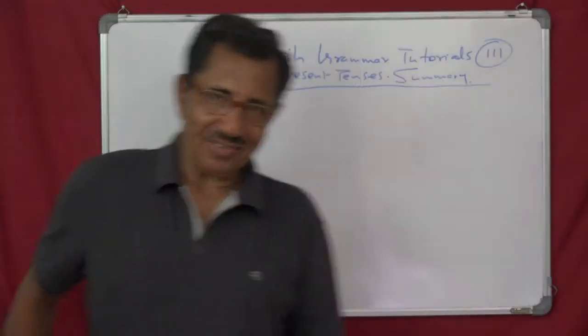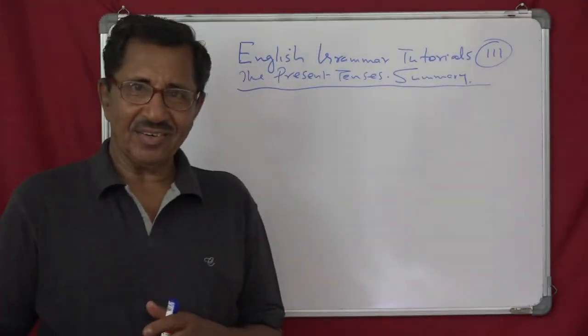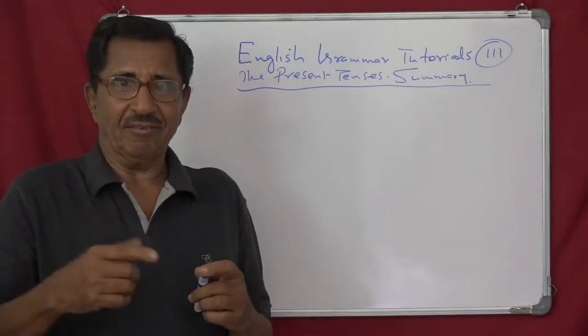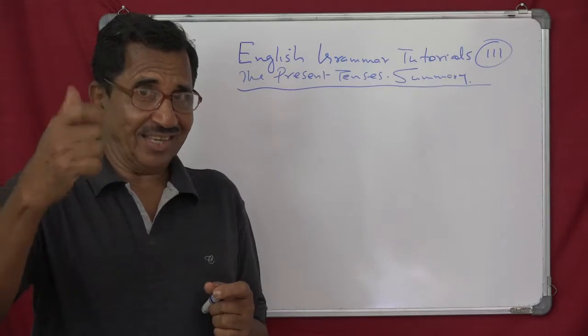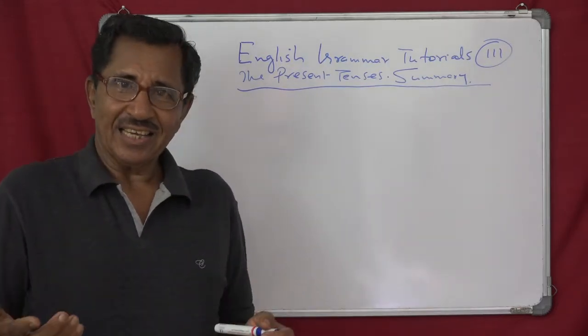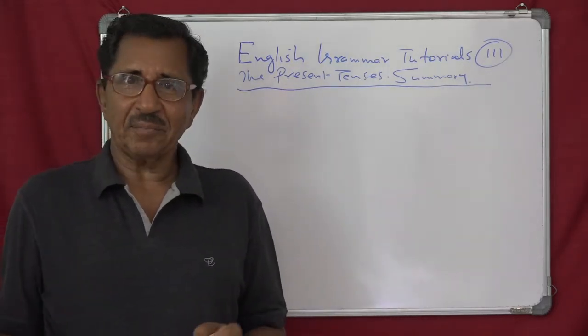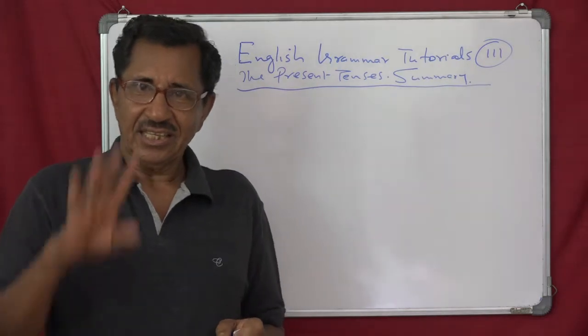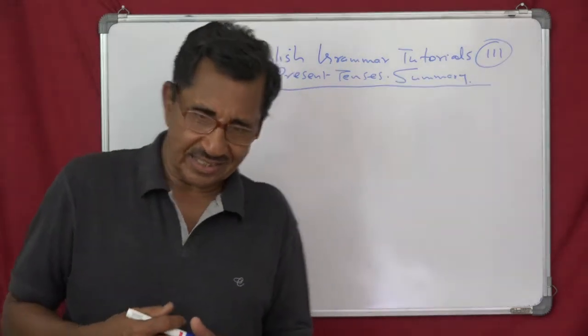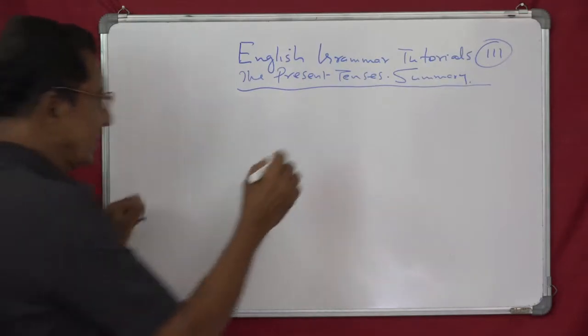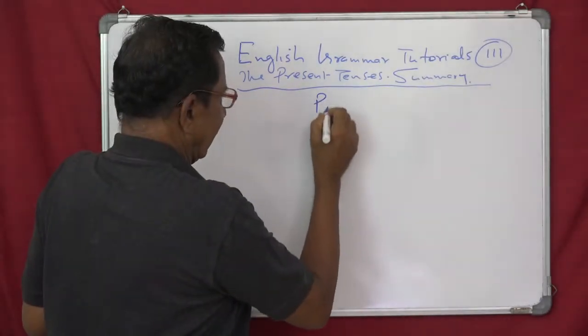Hello friends, now we will do a summary of what we have been doing. We have been doing the present tenses in English. There are 4 present tenses, you can see. Let's make a table like that.